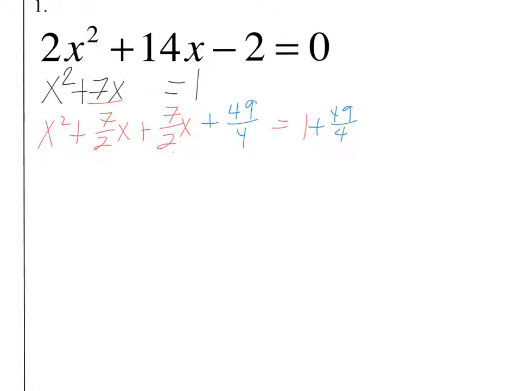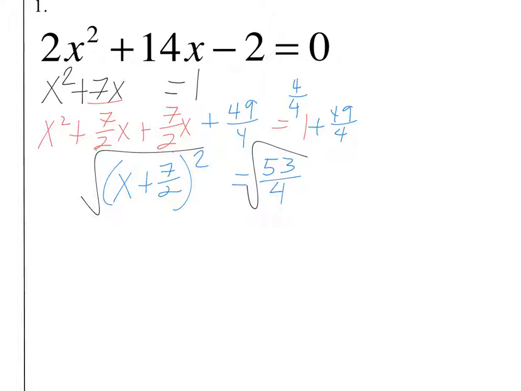Okay, my left side I'm going to factor, and that's going to factor into x plus 7 over 2, quantity squared. And the right side, 1 is the same as 4/4. So that's going to be 53 over 4, because 49 plus 4 is 53. Take the square root of both sides. We get x plus 7/2 is equal to plus or minus the square root of 53 over 4.